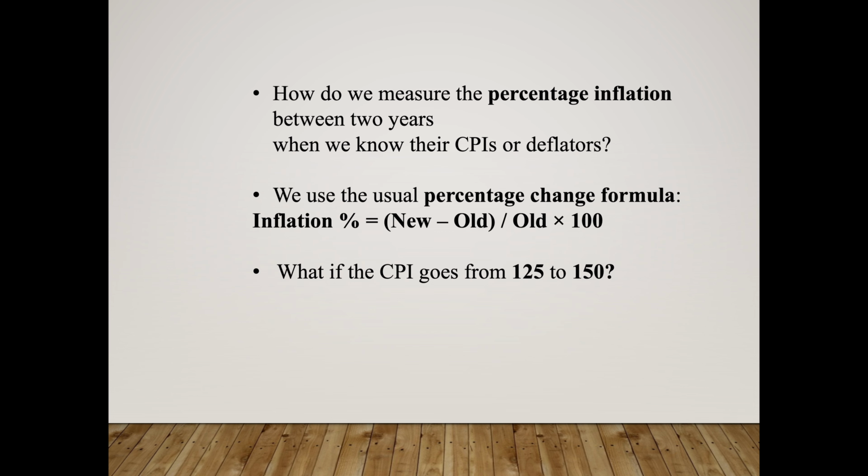Finally, how do we measure the percentage inflation between 2 years when we know their CPIs or deflators? We use the usual percentage change formula. Inflation percent is equal to new minus old divided by old times 100. For example, suppose the CPI goes from 125 to 150. Inflation equals 150 minus 125 divided by 125 times 100. That is, 25 divided by 125 times 100 equals 20%. So we would say there has been 20% inflation over that period.